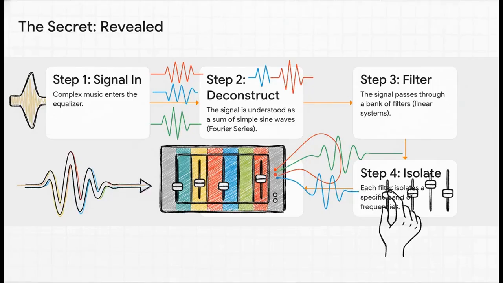So there it is, the sound engineer's secret, totally revealed. Complex music goes into the equalizer. The machine understands that music as just a sum of simple sine waves. That signal then passes through a whole bank of filters, where each filter is designed to grab onto a specific range of frequencies. And those sliders, they simply control the volume of each of those frequency bands before everything gets mixed back together into the final sound we hear.